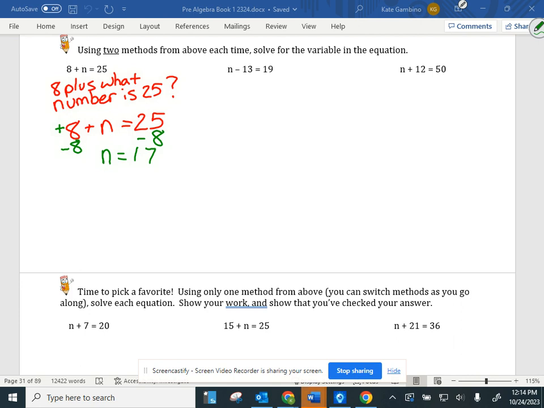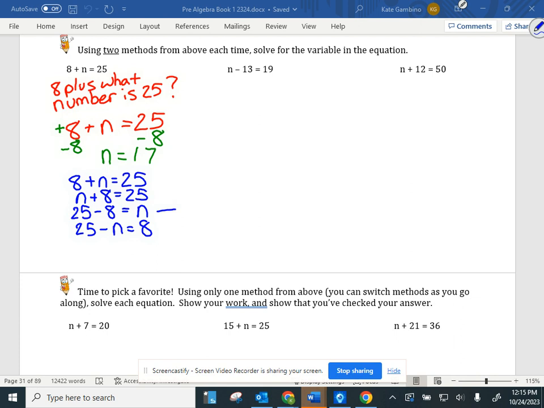How would I use fact families to solve this? Addie? You would put like 8 plus n, or n plus 8, or 25 plus n, or 25 minus 8. There you go. 25 minus 8 equals n, and what would my other one be? 25 minus n equals 8.